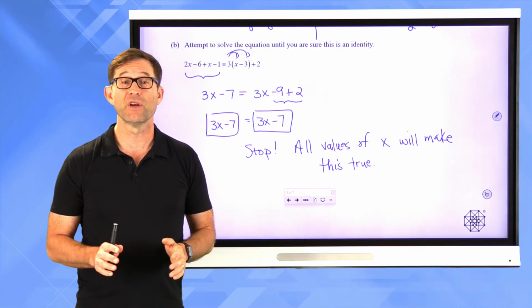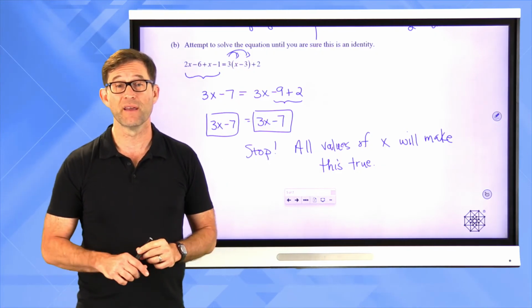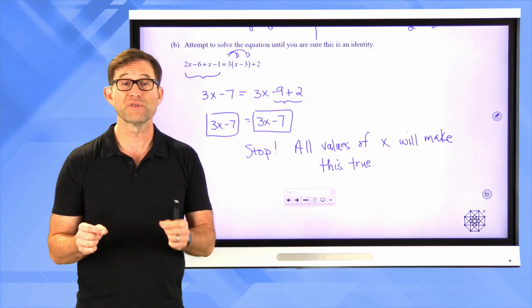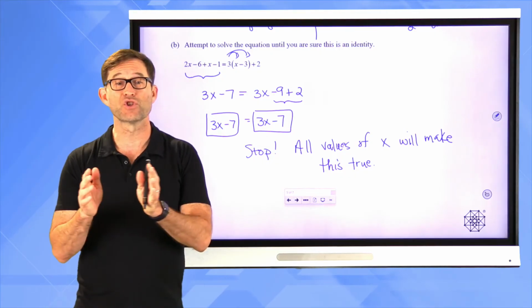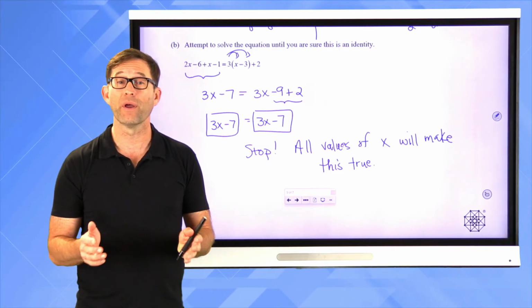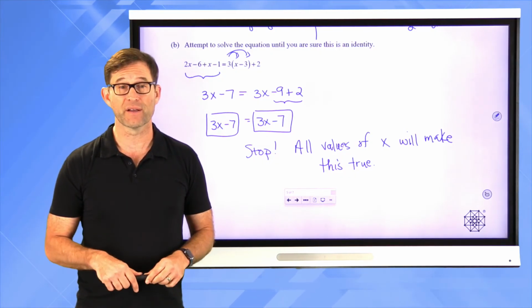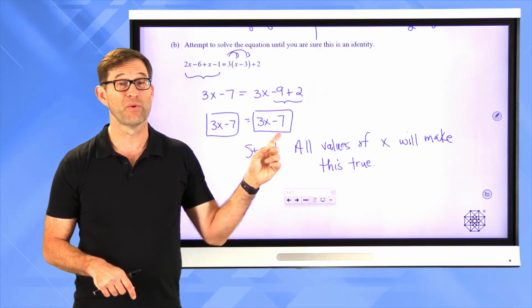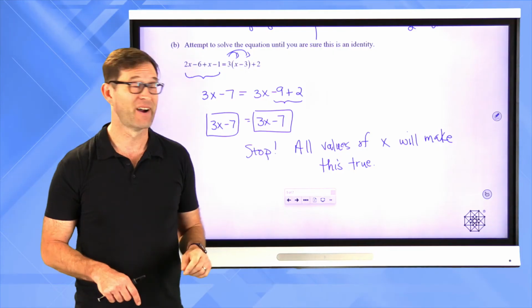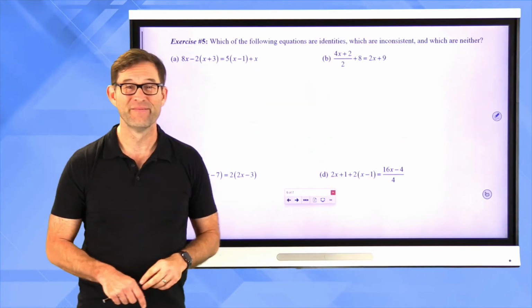So what I always suggest in trying to determine whether something is an identity is simply work both sides of the equation until you see an identical expression on the two sides, and at that point, you know every value of x is going to work, because no matter what you put in here, it's going to be equal to whatever you put in there. All right, let's keep going.